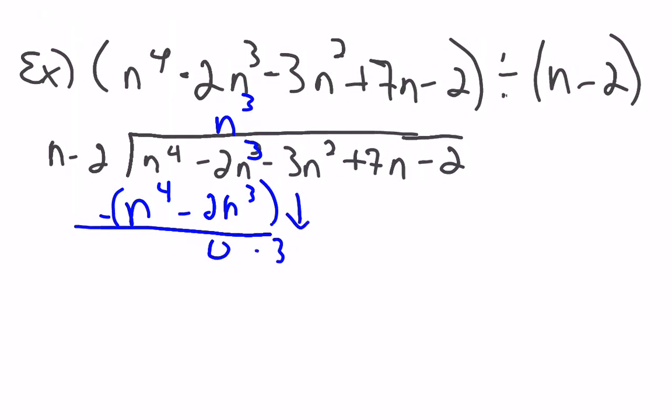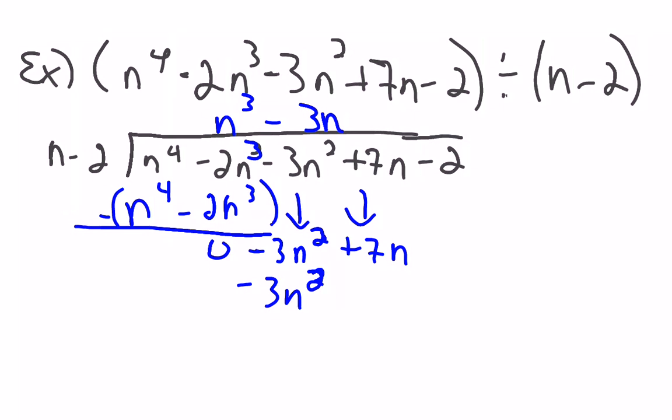Bring down the next term. Now because that's 0, we have a 0 term here, because n times what would give me 0. So there's a 0 here, but we don't need to put the 0 there. What we end up doing is just bringing down the next term. So now we have to say how many times does n go into negative 3n squared? And the answer is negative 3n. So notice we don't have an n squared term in our answer. So negative 3n times n is negative 3n squared.